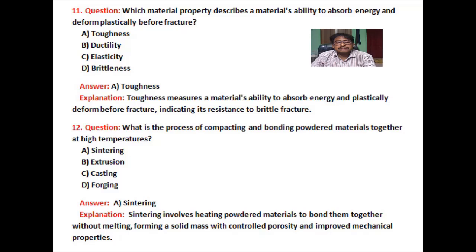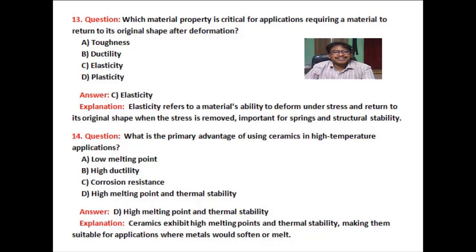Question 13: Which material property is critical for applications requiring a material to return to its original shape after deformation? A. Toughness. B. Ductility. C. Elasticity. D. Plasticity. Answer: C. Elasticity. Explanation: Elasticity refers to a material's ability to deform under stress and return to its original shape when the stress is removed, important for springs and structural stability.